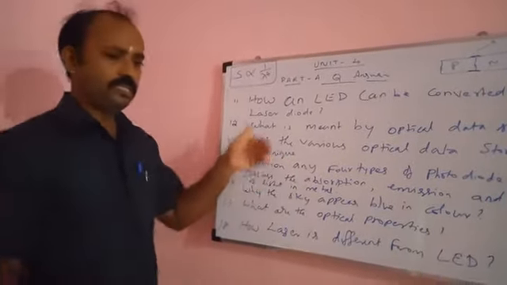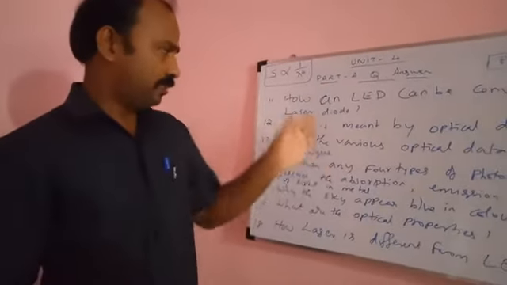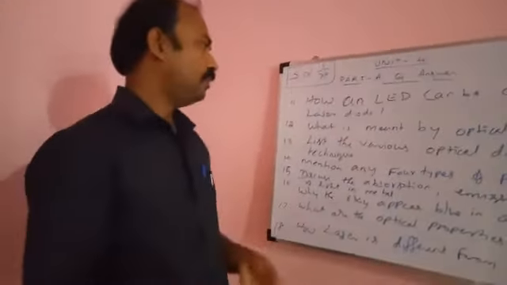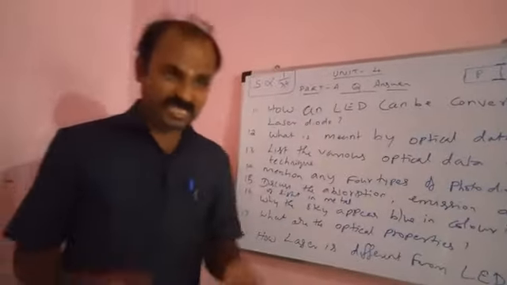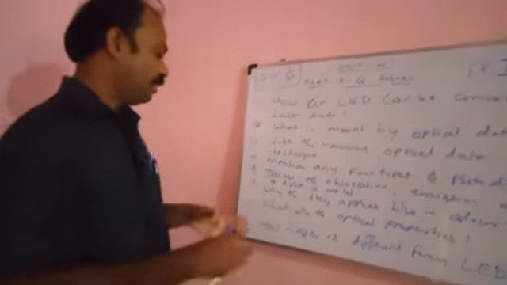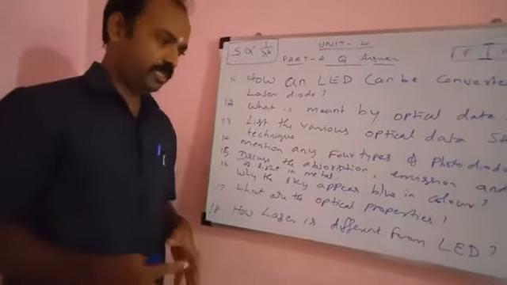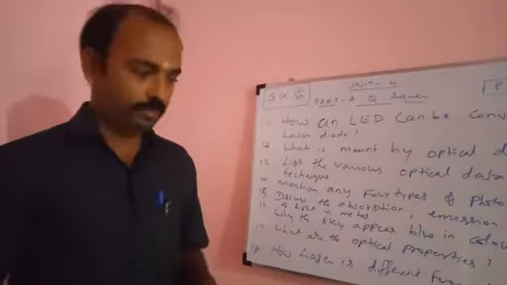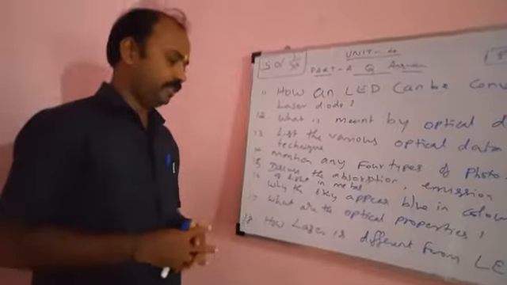Also, in an LED the ordinary process takes place automatically, as a normal process. Monochromatic light comes out in the case of LED, but in the laser diode stimulated emission takes place. So these are all the differences between laser light and LED light. Laser light is monochromatic, LED light is achromatic, and there are other differences also.